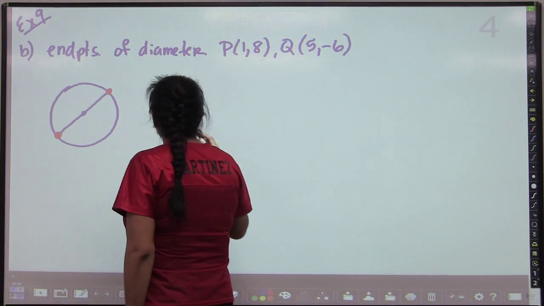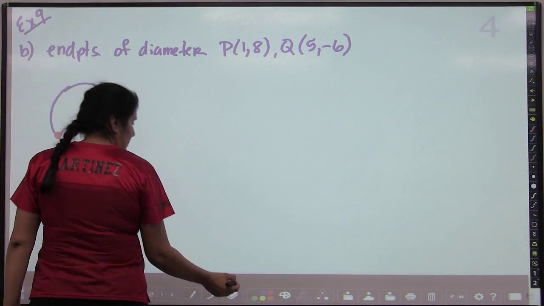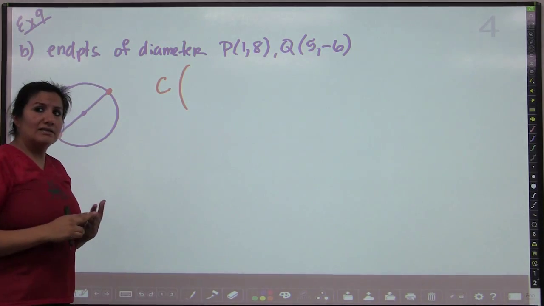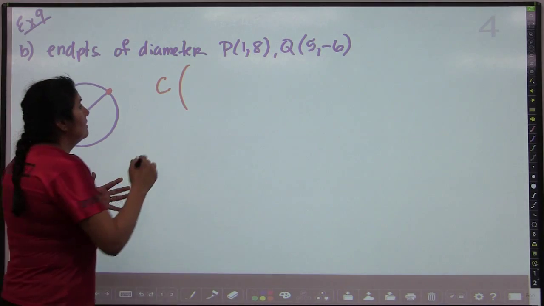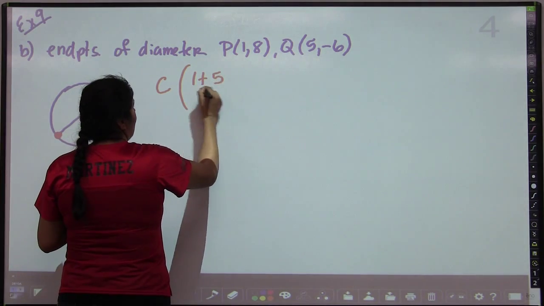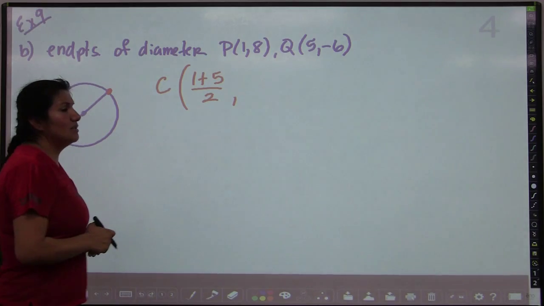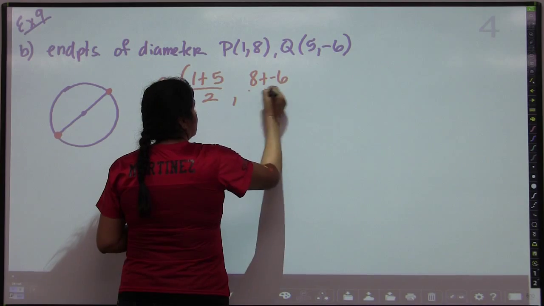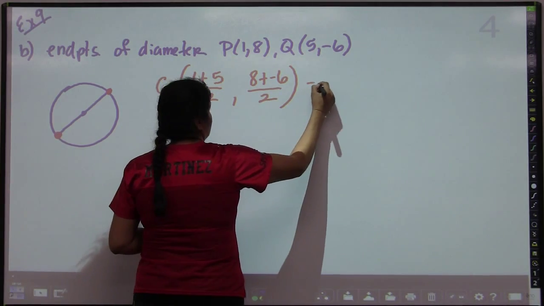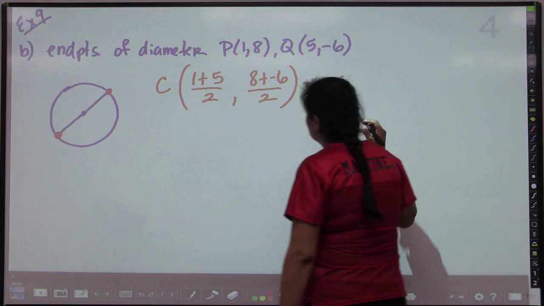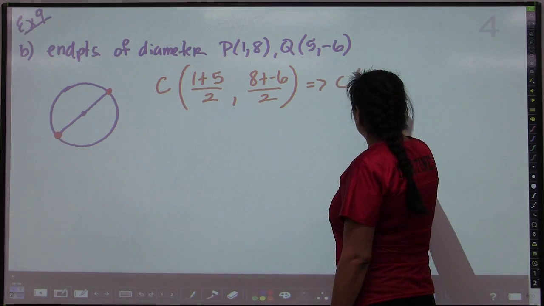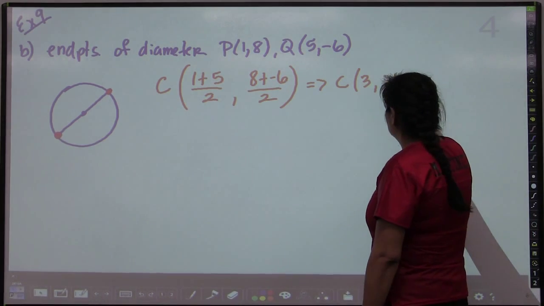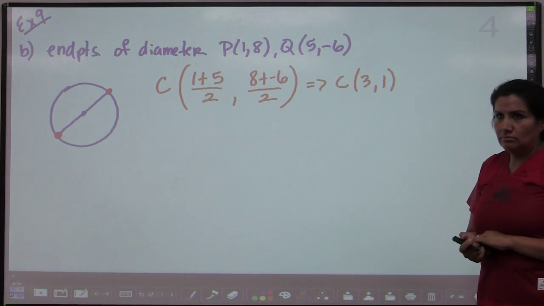So let's start with the midpoint. That's going to give us our center. So I'm going to go ahead and use C for center. But the midpoint formula tells us to take the x coordinates, add them together. So I'm going to add 1 plus 5 and divide by 2. Right? That's the midpoint formula. Then we're going to take 8 and -6, divide by 2, and that's going to be my center. So I'm going to get 1 plus 5 is 6, 6 divided by 2 is 3, and 8 plus -6 is 2, and 2 divided by 2 is 1. So there's my center, (3, 1).